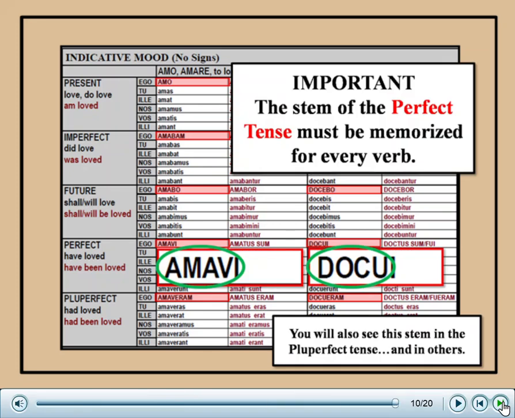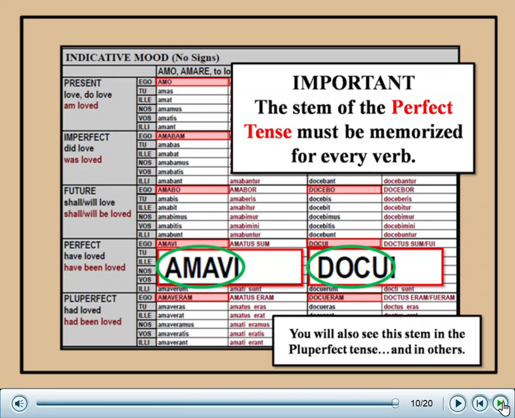I'd like to take a moment to make an important point here. Verbs are made up of two basic parts, a stem and personal endings. The endings tell us something about the person and the number and the tense of a verb. But for the perfect and pluperfect tenses, and a number of other forms as well, verbs will use a different stem to show the tense.